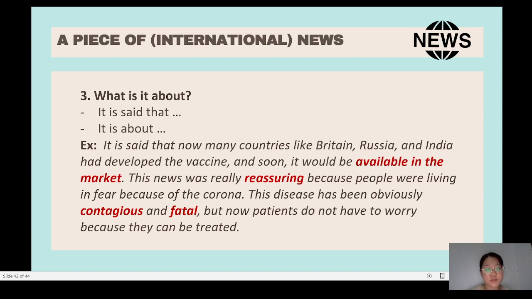You can see here. It is said that now many countries like Britain, Russia, and India have developed the vaccine, and soon it will be available in the market. This news was really reassuring because people were living in fear because of the corona. This disease has been obviously contagious and fatal. But now patients do not have to worry because they can be treated.